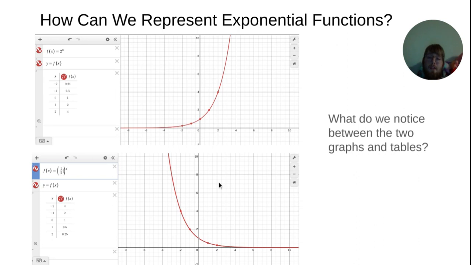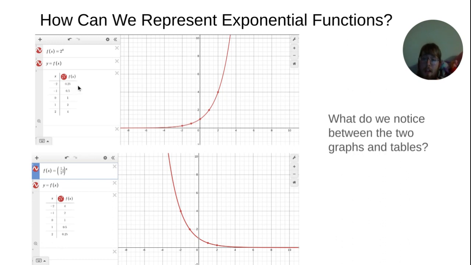Now how can we best represent exponential functions? Here I went ahead and graphed our first two. Y equals 2 to the power of x, and y equals 1/2 to the power of x. What do we notice between these two graphs and tables? So for 2 to the x, we start really slow and then increase very quickly. And for our 1/2 to the power of x, we come down very quickly and start to level out.